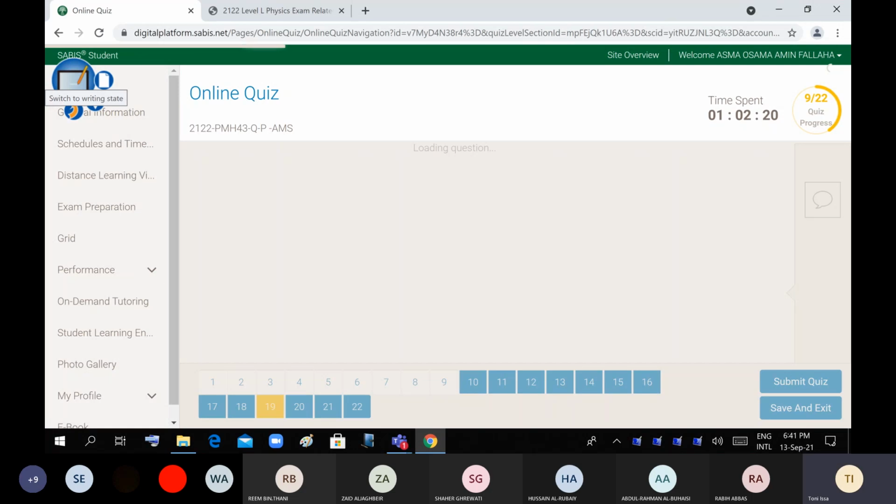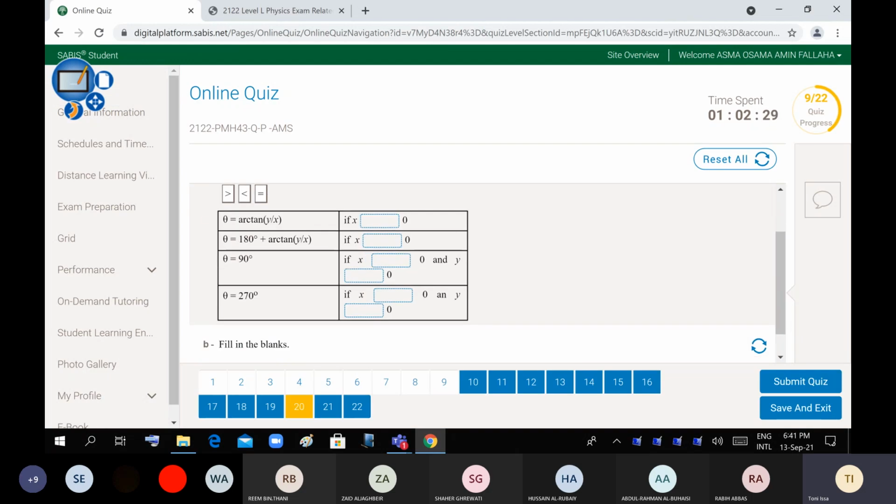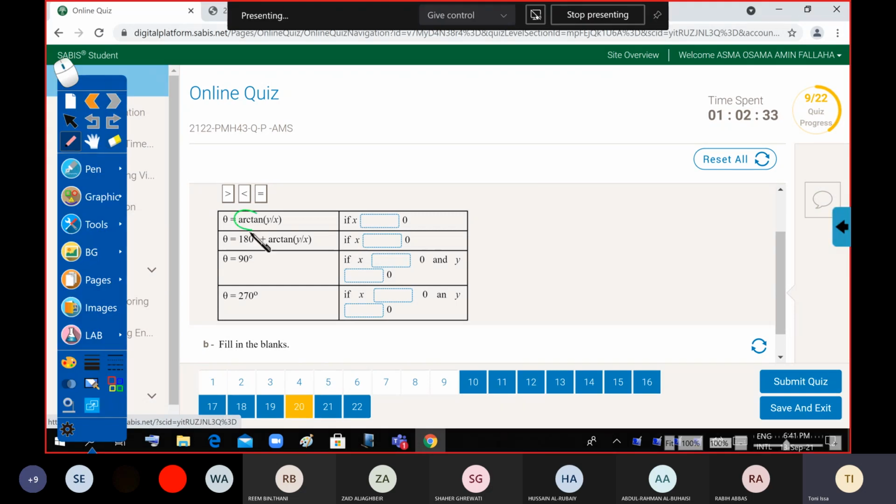All right, so this, as you can see, is from your book. The arc tangent means tangent minus 1. So the arc tangent that you have here means tangent minus 1. If x is positive, that's what you do. If x is negative, it's 180 plus tangent minus 1. Now, if x is 0 and y is positive, theta will be 90. If x is 0 and y is negative, then theta will be 270.